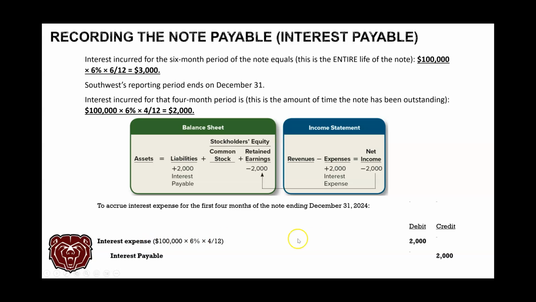So this would be the journal entry for it, an increase to interest expense here in the amount of $2,000, recognizing that it cost us $2,000 to generate revenue using this money in 2024. And then we're going to create this payable account to remind us that we owe somebody cash in the future.